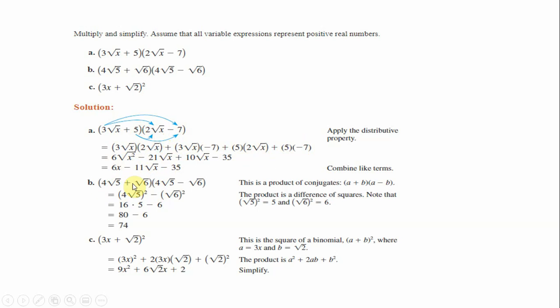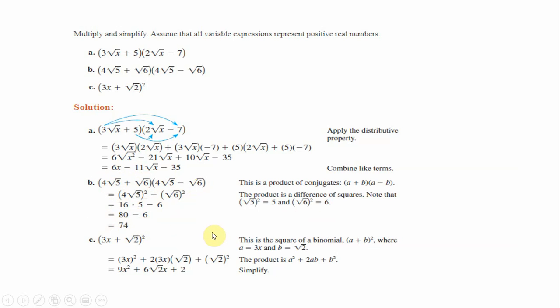So here, I want to recognize these look like a product of conjugates. Something plus something else, that very same something from here, and I've got a change of sign for those. So that's just this squared, 16 times 5, minus this squared, which is just 6. So now I just get the 80 minus 6 and the 74.